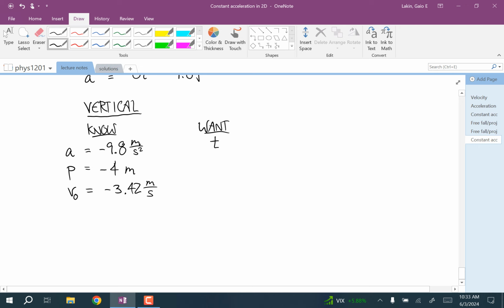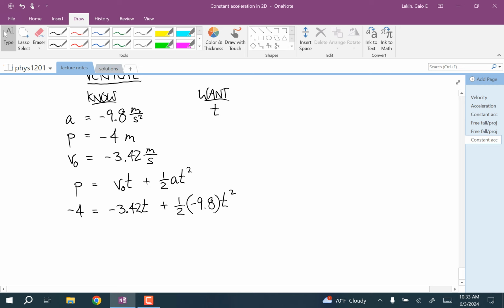We don't know V when it's caught, and so we'll look for an equation that'll let us solve for t, and the one that works. In these ones where you're going to find a t using one dimension and then plug it into the other dimension, you're very often, maybe almost always, going to use this equation. So we have negative 4 is equal to negative 3.42 t plus 1/2 times negative 9.8 times t squared.